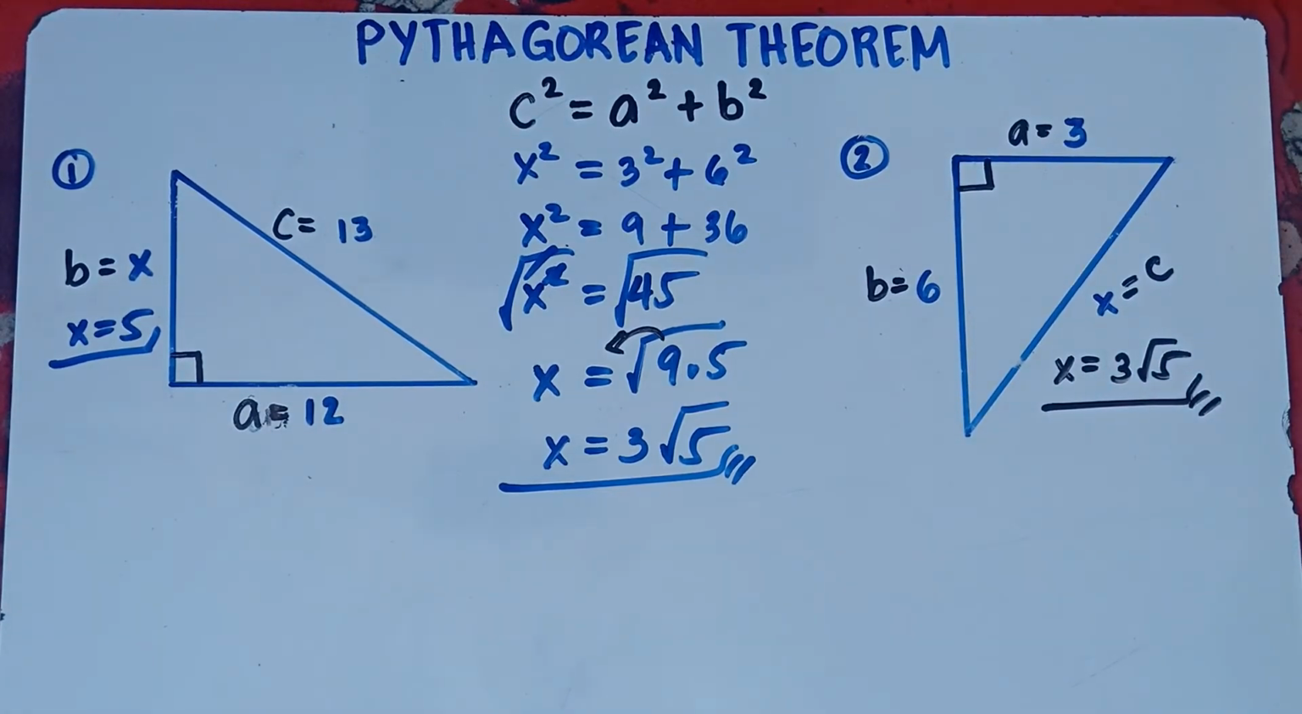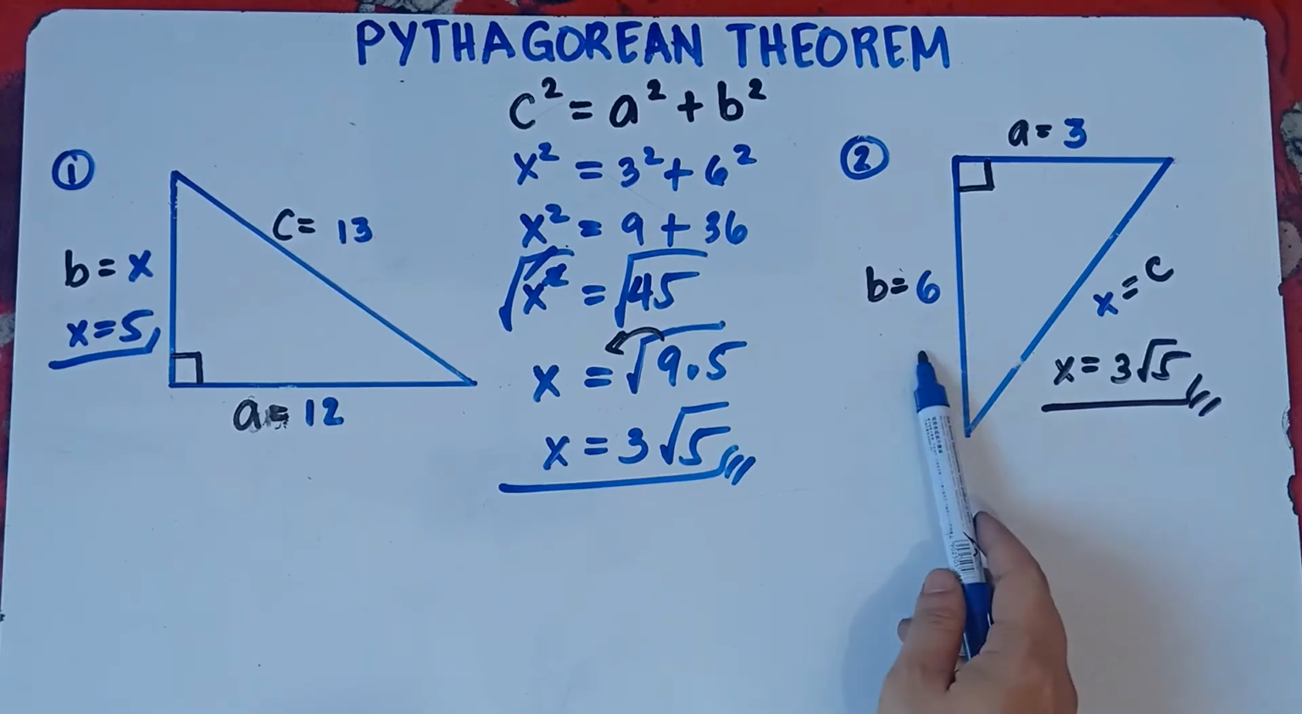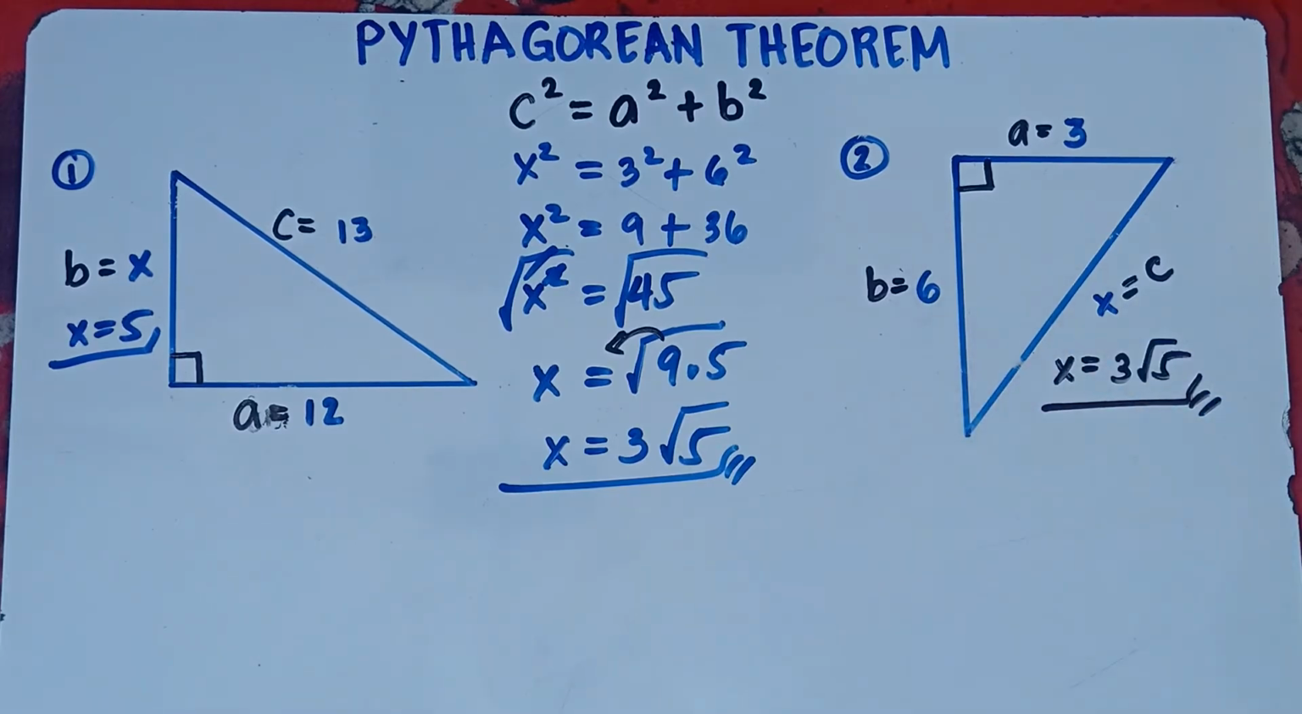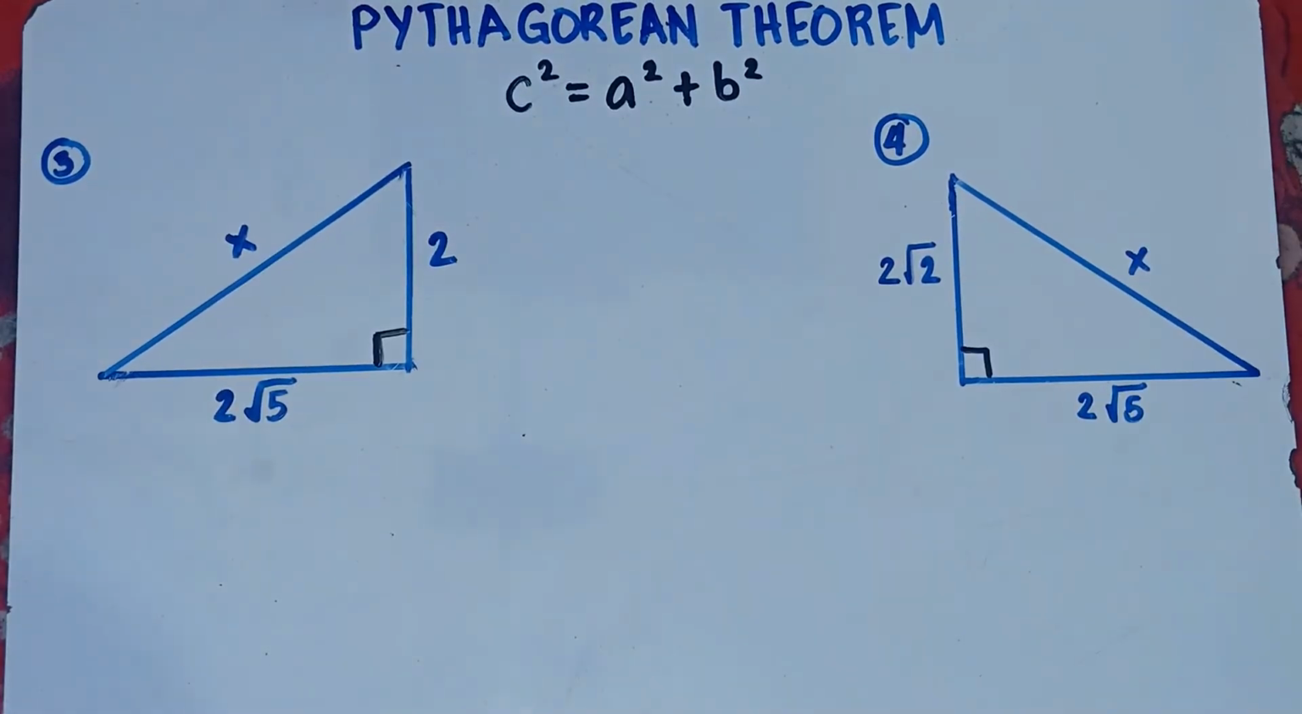Now let's try more complicated examples, class. What if the given value is a square root? How will you find the other side? Let's try that. More complicated examples for number 3 and 4, with regards to Pythagorean theorem. So once again, do not be worried, class, because we will be explaining this one step by step.